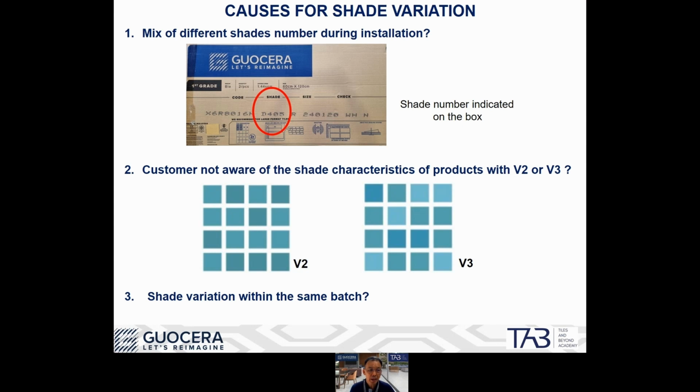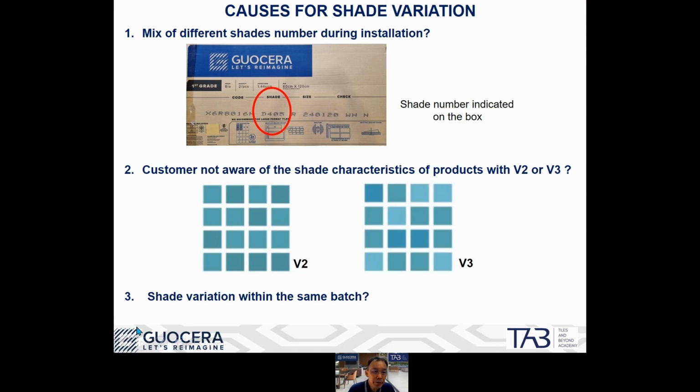Now of course, if the customer chooses the tiles and is not aware that they have V2 or V3 characteristics, and expects every piece of tile to look uniform, then of course they will not be very happy. This has happened, and especially this happens quite often in the renovation market.